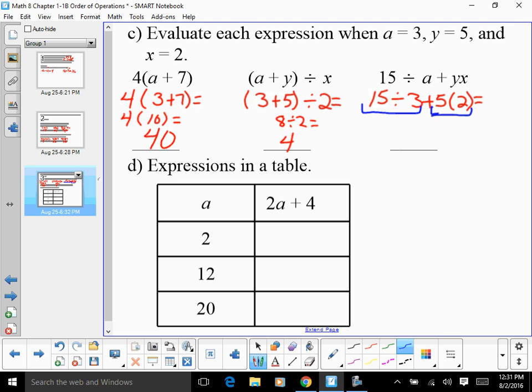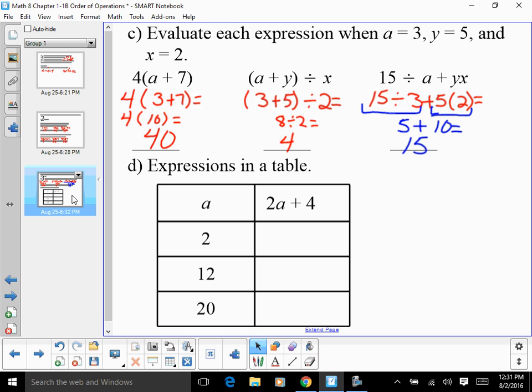15 divided by 3 is 5. 5 times 2 is 10. And then we're going to add and get the 15. Be good if you'd put in equal signs.